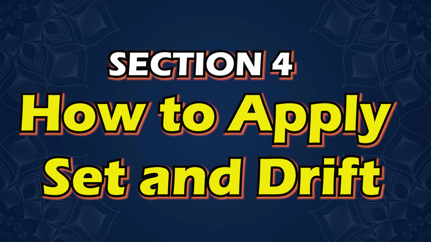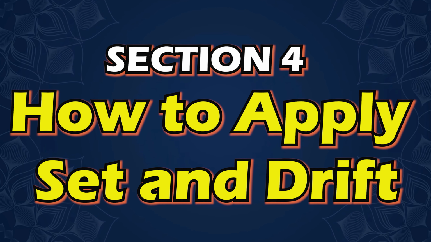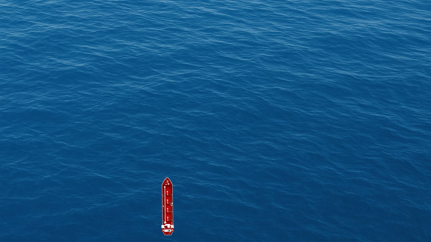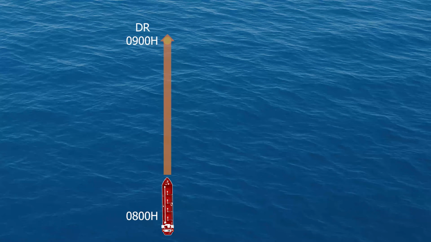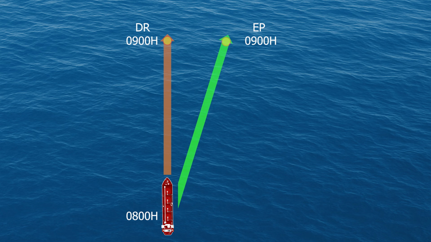Section 4. How to apply set and drift. To apply set and drift, start by plotting 2 positions. 1. Your dead reckoning, or DR, position, where you think you should be. 2. Your estimated position, or EP, where you actually are. The direction of the line between these 2 points is the set. The distance over time is the drift.